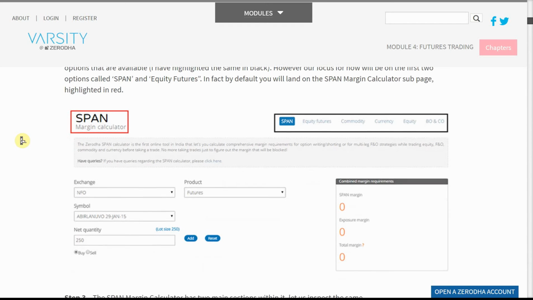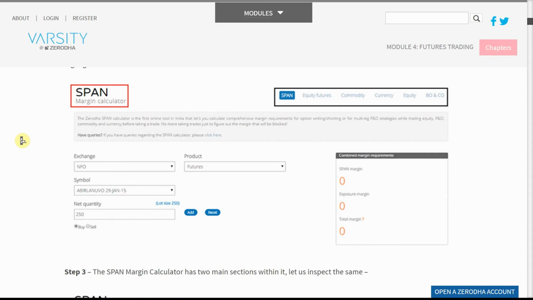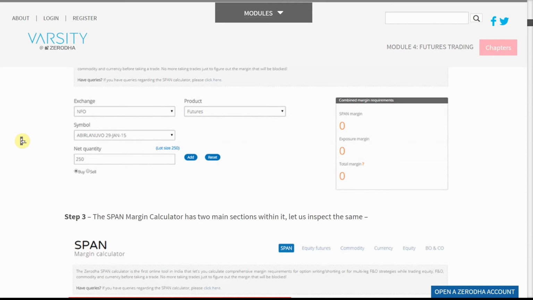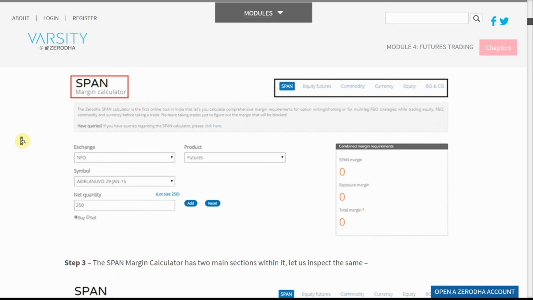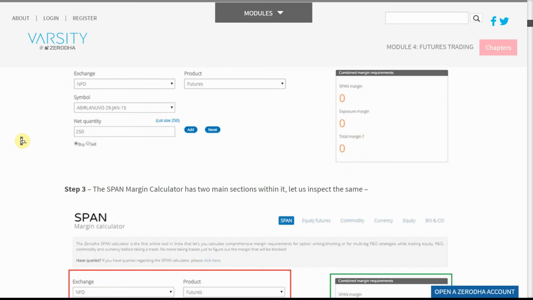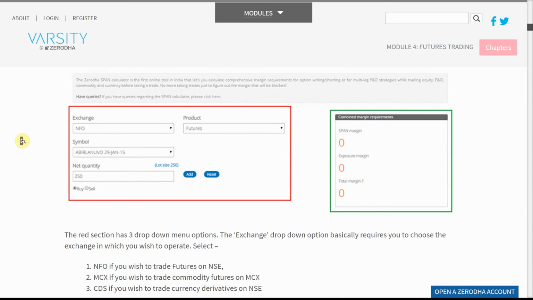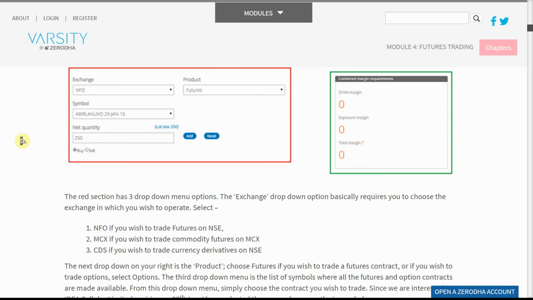Step 3. The span margin calculator has 2 main sections within it. Let us inspect the same. The red section has 3 drop-down menu options. The exchange drop-down option basically requires you to choose the exchange in which you wish to operate. Select NFO if you wish to trade futures on NSE, MCX if you wish to trade commodity futures on MCX, CDS if you wish to trade currency derivatives on NSE.